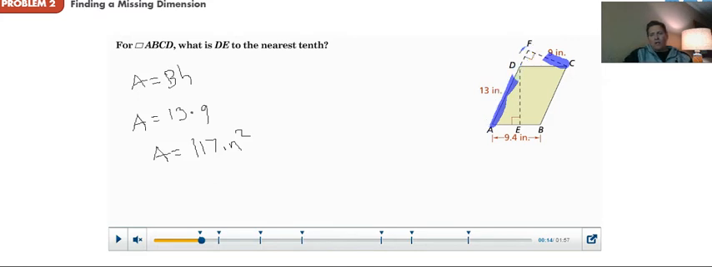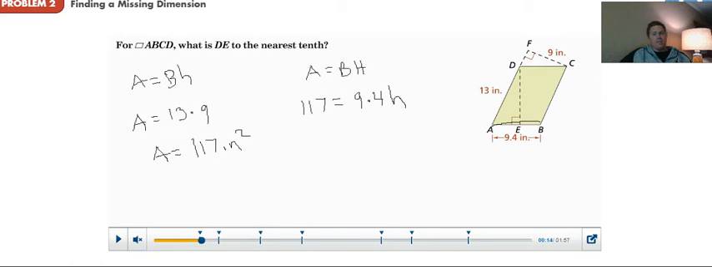So if we know now that the area of this shaded thing, all of this right here, is going to be 117. Well, we know that the area for this is going to be base times height. And we just found out that the area of this right here, by using two of the other numbers that we have, is going to equal 117. So in this case, instead of using 13 and 9, we're saying the whole area for this shaded area is 117. And we're going to use this base of AB right there, which is going to be 9.4. And we are trying to figure out what that height is, that DE that we have right here.